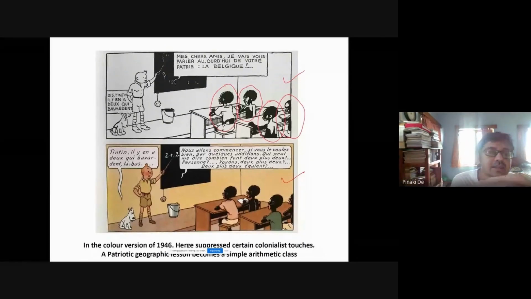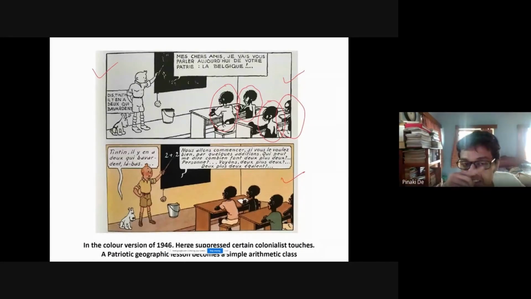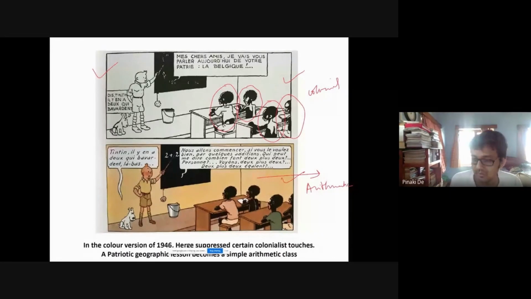So এখানে দেখো টিনটিন কি পড়াচ্ছে, জিওগ্রাফি পড়াচ্ছে। আর জিওগ্রাফিতে কি পড়াচ্ছে, মানে কলোনিয়াল জিওগ্রাফি পড়াচ্ছে টিনটিন, ব্ল্যাক এন্ড হোয়াইট ভার্সনে। কালার ভার্সনে সেইটাই কিন্তু চেঞ্জ করে একটা এরিথমেটিক ক্লাস করে দিলেন, অনেকটা বলতে পারিস it is much less harmful, or at least ideologically less subtle.